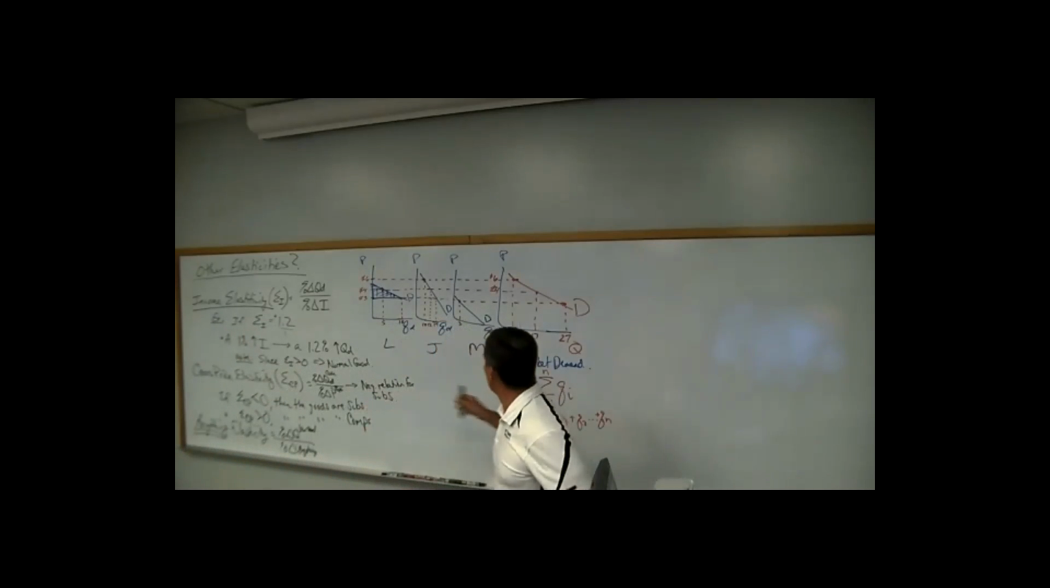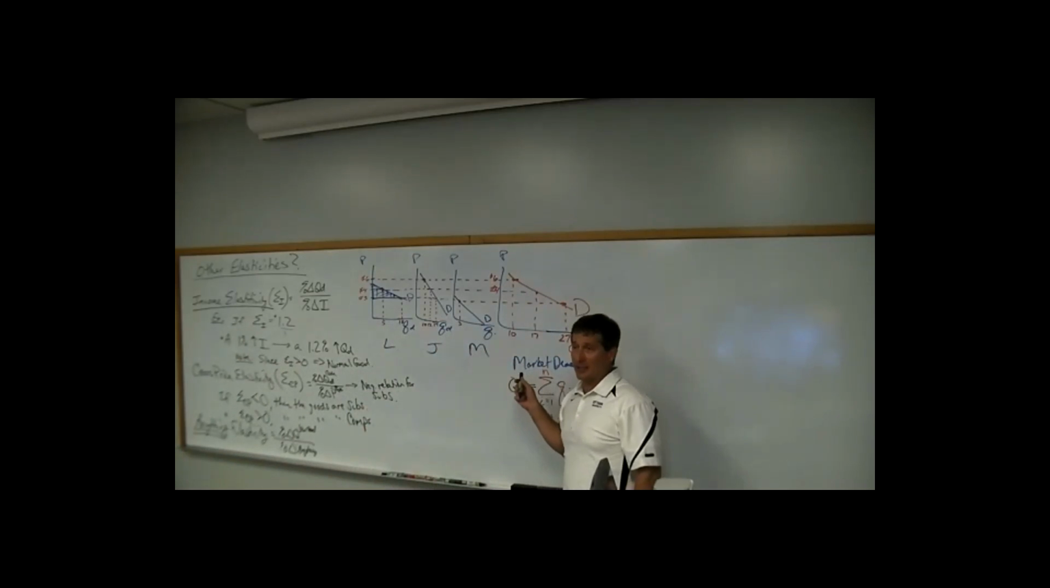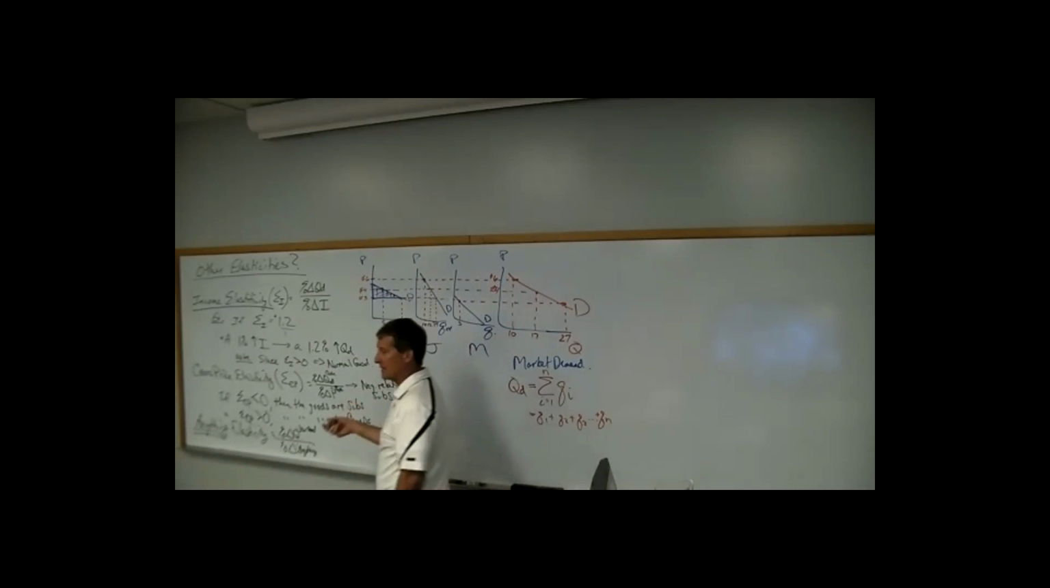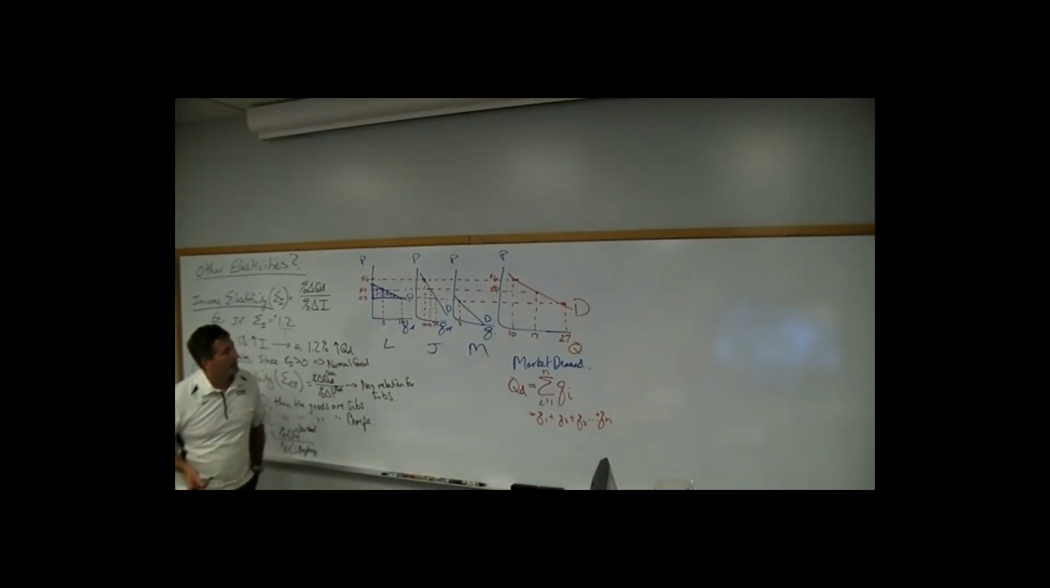Okay, so any questions on deriving the market demand? Most of the time in a problem, you're just going to be given this, but this has this underlying it. The market demand always has individual behavior underlying it.